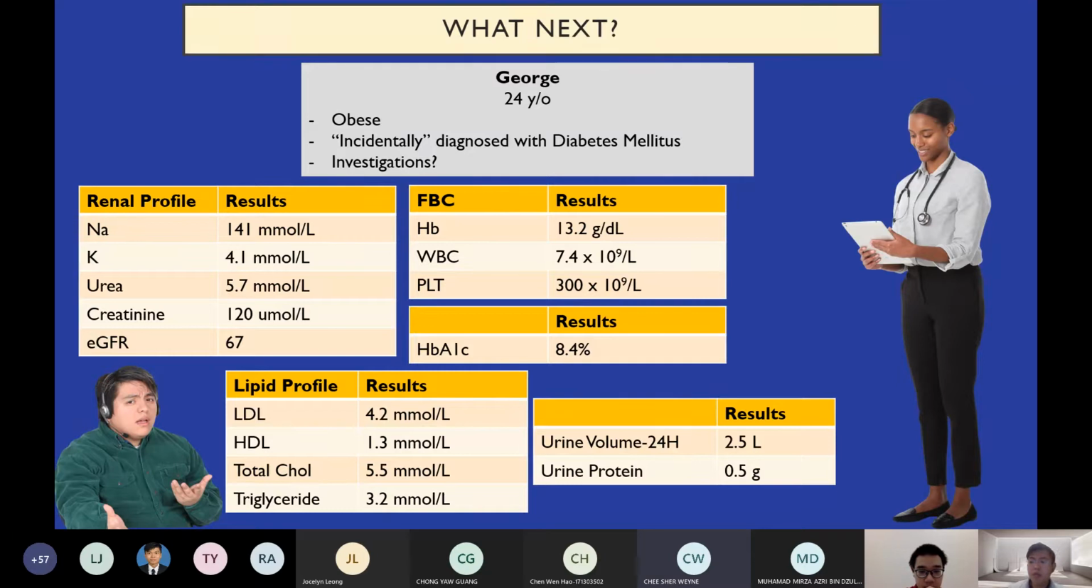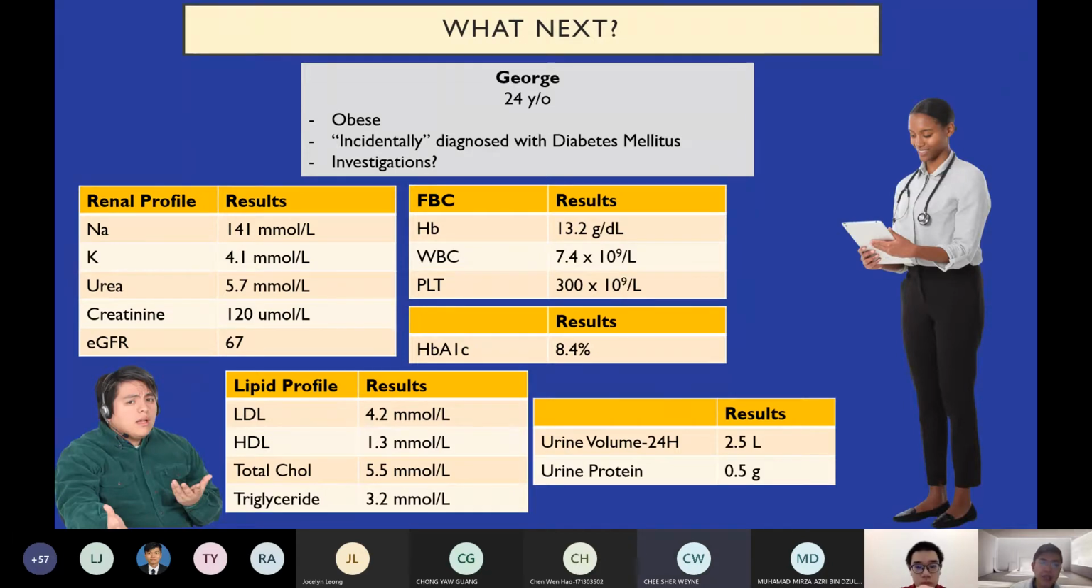Also, some patients who already have advanced chronic kidney disease may not produce a lot of urine, so they may actually produce just a little amount of urine. And like say if they only give you like 600 mils of urine over 24 hours, you may not be able to interpret the urine protein accurately. Yeah. Okay, so you're right.